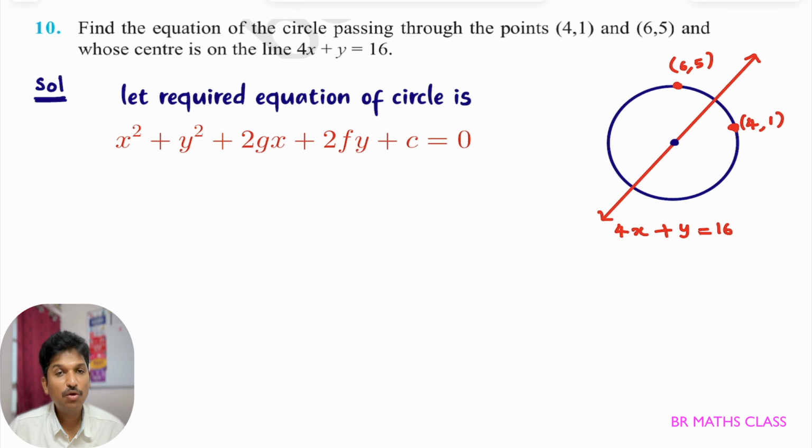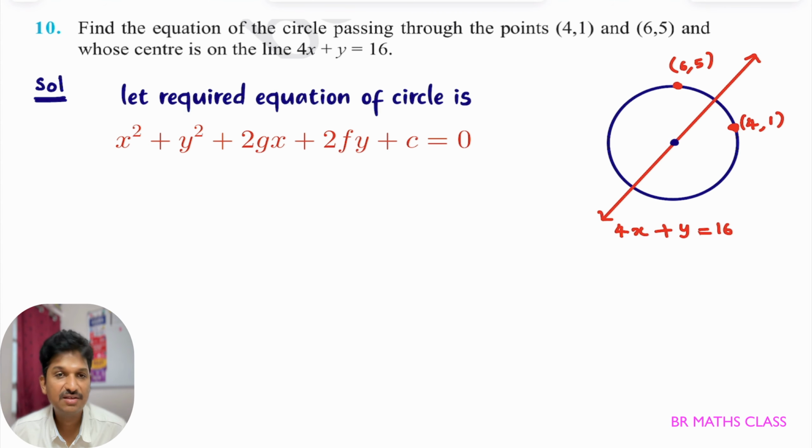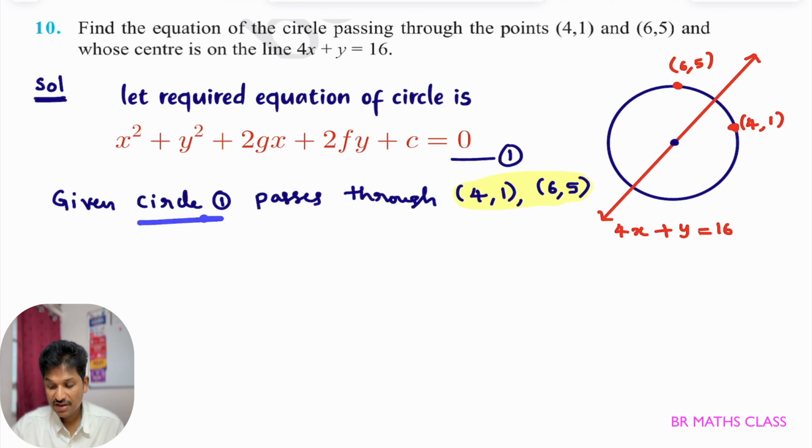In this, what are the unknown things? You see here, g value, f value, c value. These are the unknown things. So by using this given data, I'll find g value, f value, c value. And at the end, I'll substitute those three values in this equation so that I'll get the required equation of a circle.